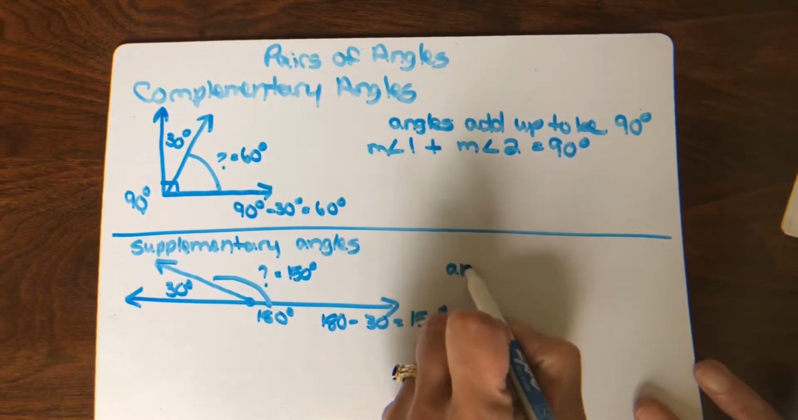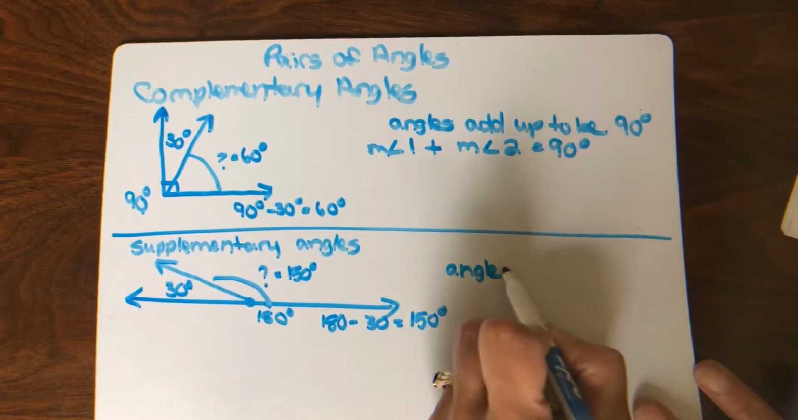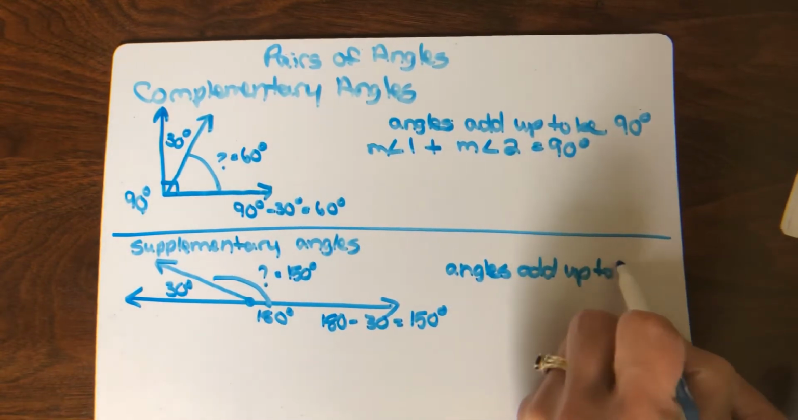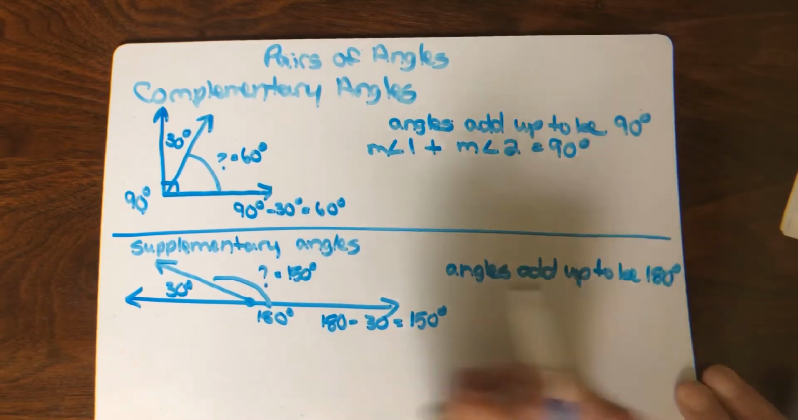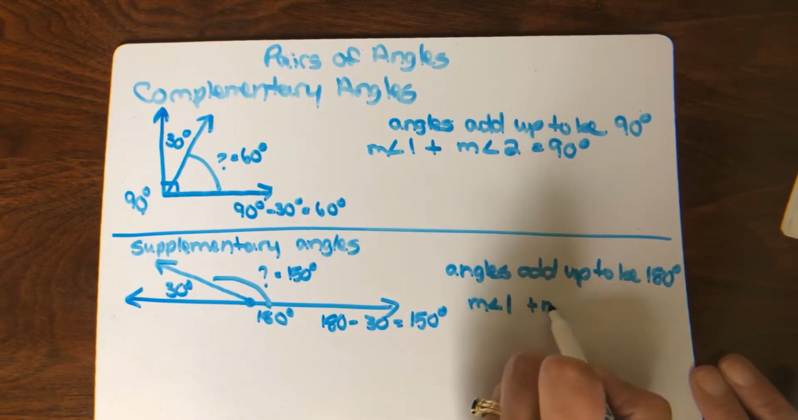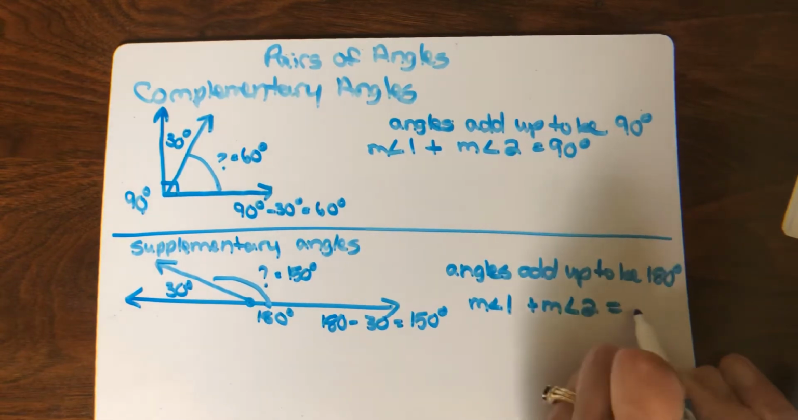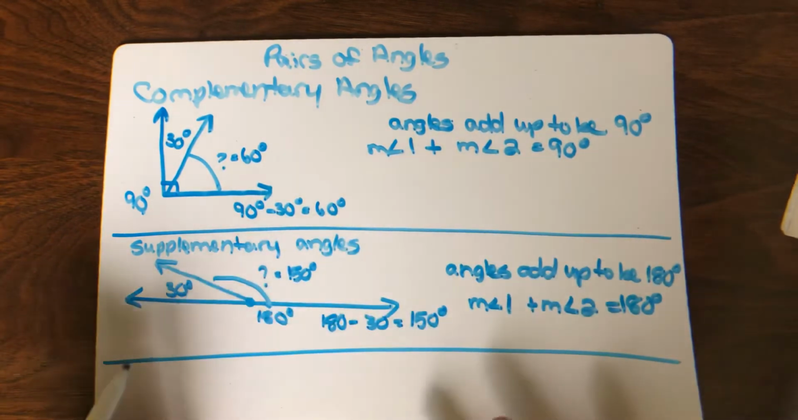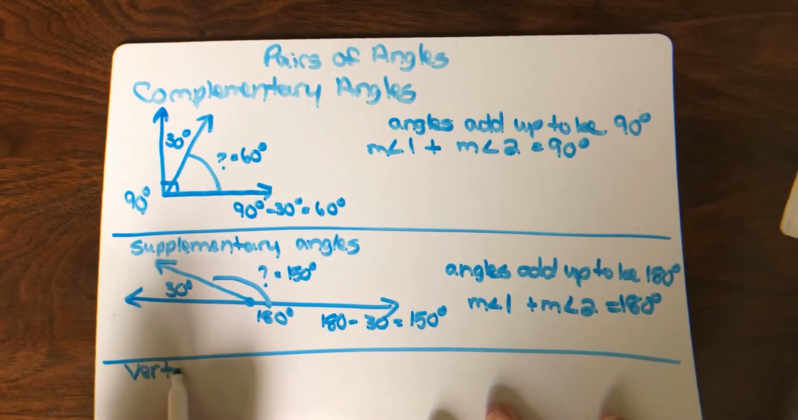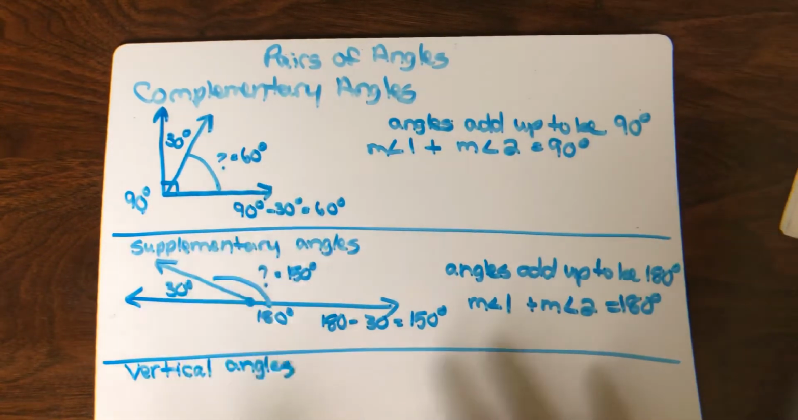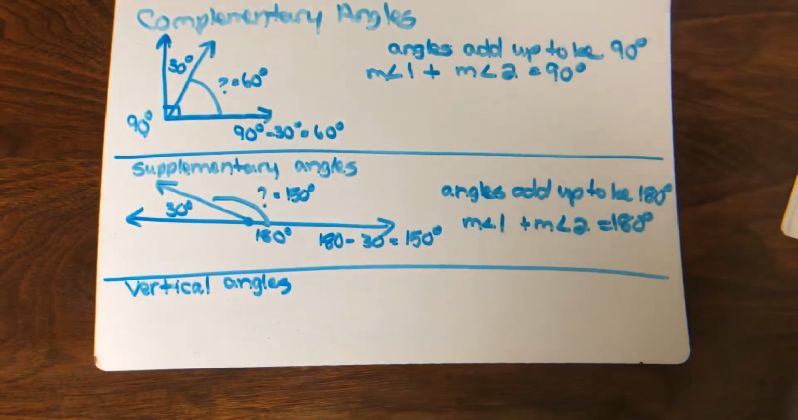So the sum of these angles is going to be 180 degrees. In math code, that's the measurement of angle 1 plus the measurement of angle 2 equals 180 degrees. Supplementary. The last one is vertical angles. And that is just a memorization term, pretty much, vertical angles.